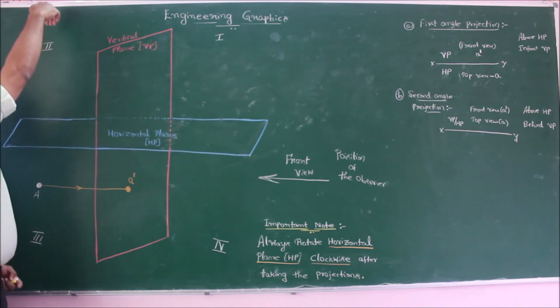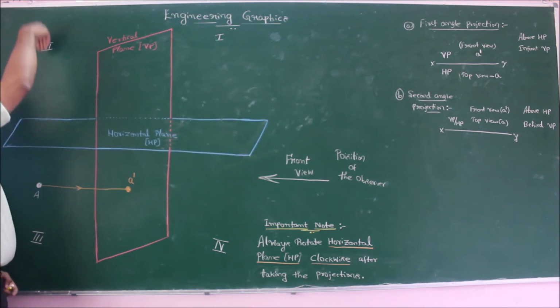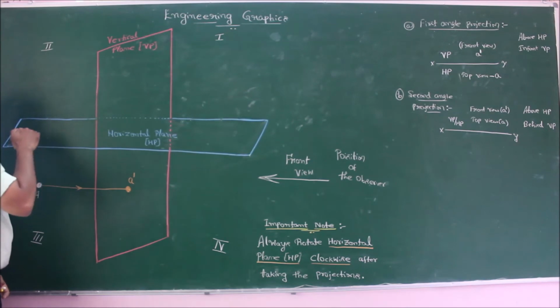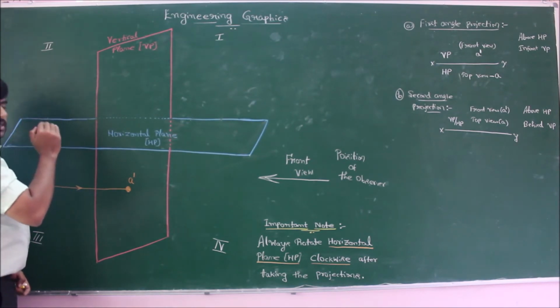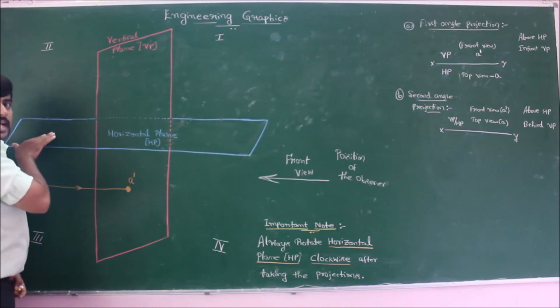Now when the observer views this point in the top view, the horizontal plane itself is obstructing the visualization. Therefore, the observer should make an assumption that the horizontal plane is also transparent.